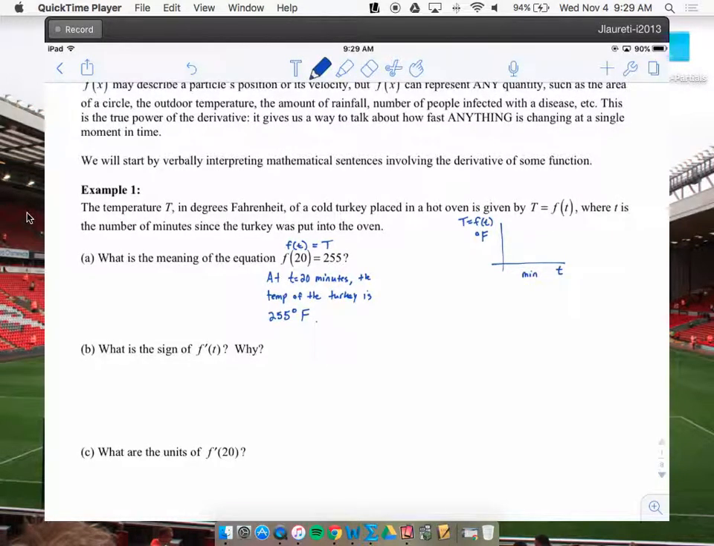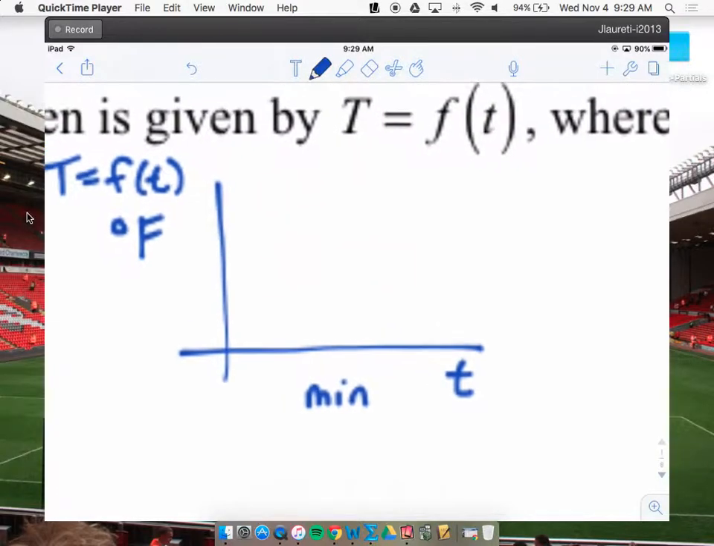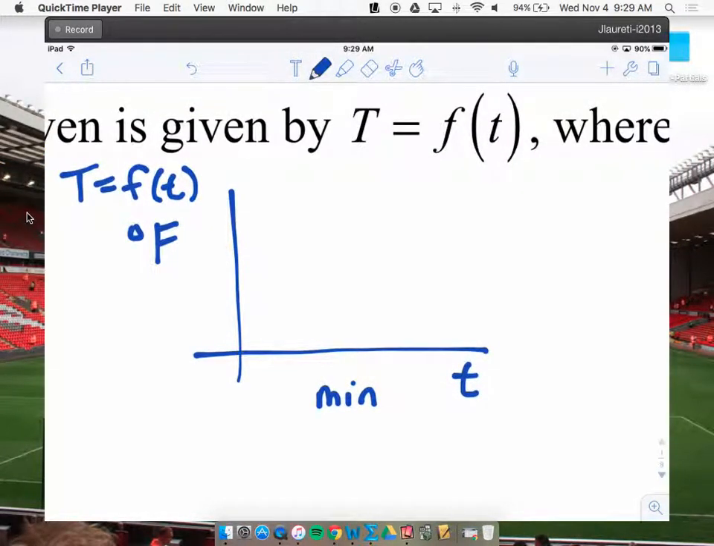Now it says, what is the sign of f prime of t? So, you put a turkey into an oven. We're talking about the rate of change of the temperature of the turkey. As you put things into an oven, what typically happens to them after time passes? They heat up, right? So the temperature is going to increase.